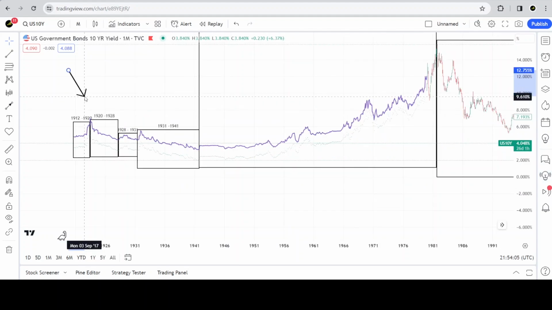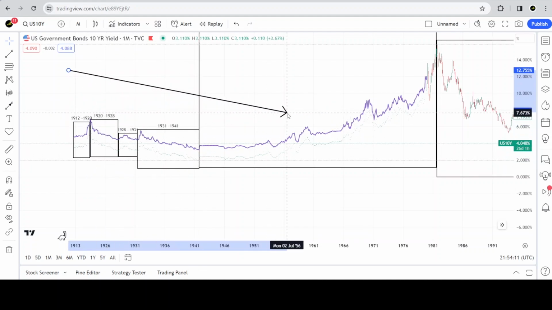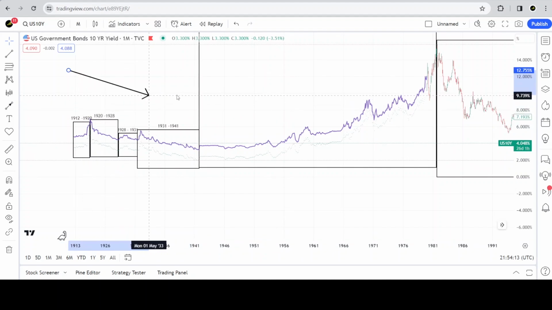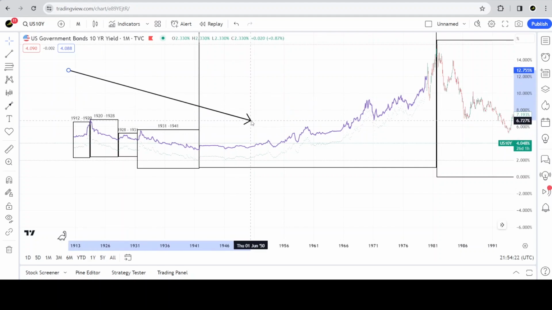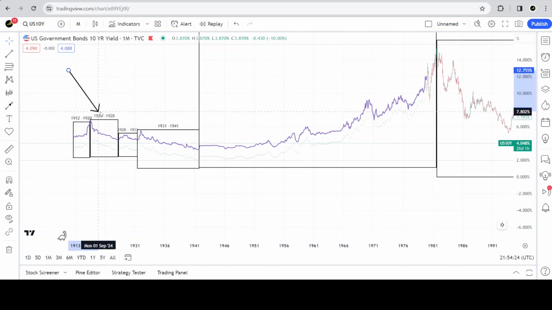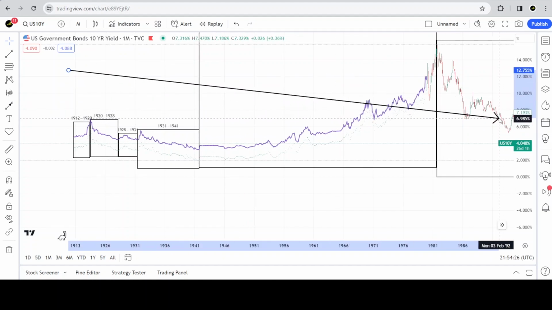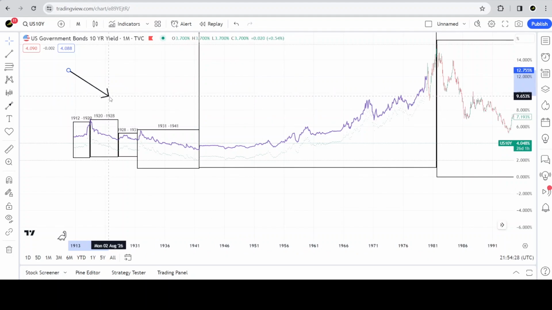Okay, so what I'd like to do next is take this part of the chart and copy and paste it over here. In other words, from 1912 to 1941, I'd like to take each of these structures. This first box from 1912 to 1920, I'd like to copy and paste it over here. I'd like to take the 1920 to 1928, copy and paste it over here, and so on and so forth.